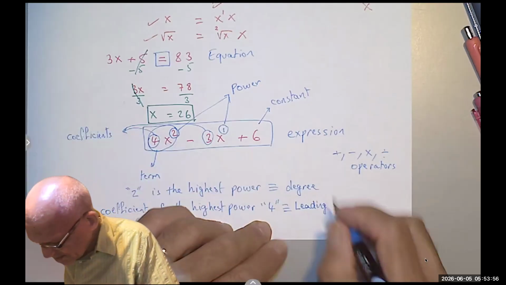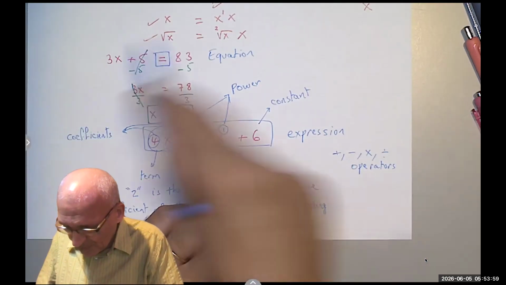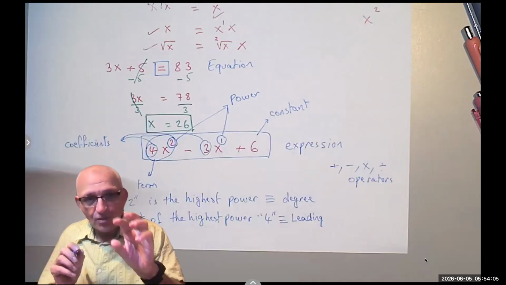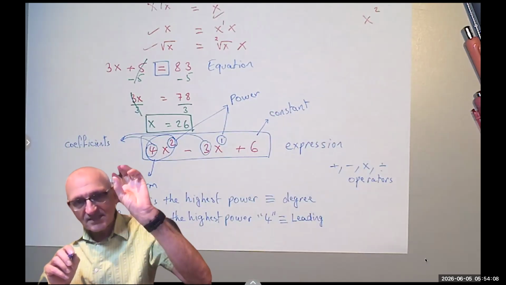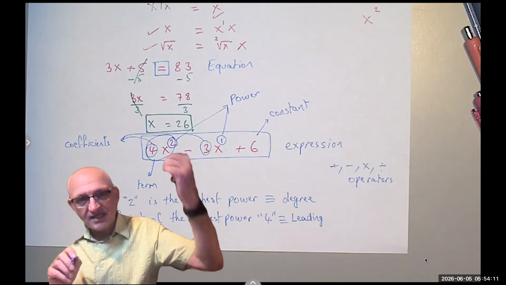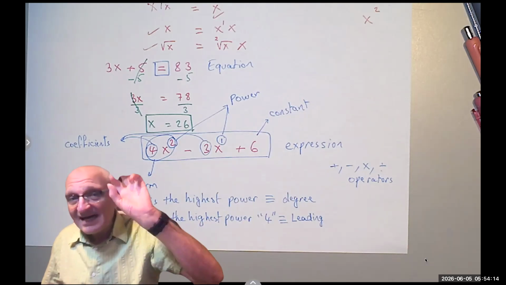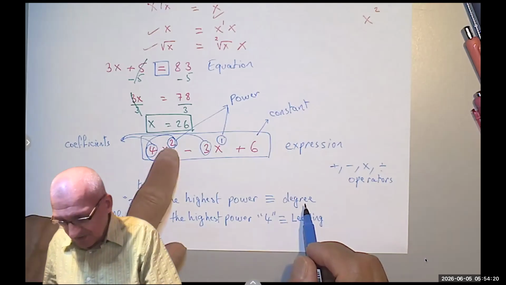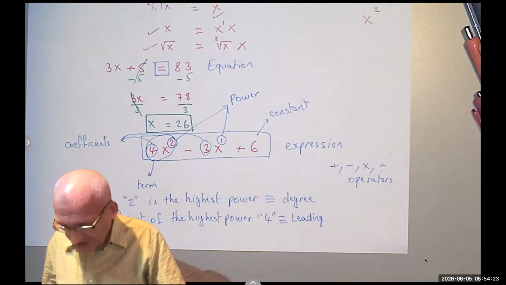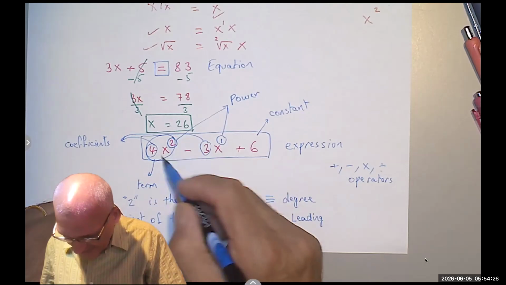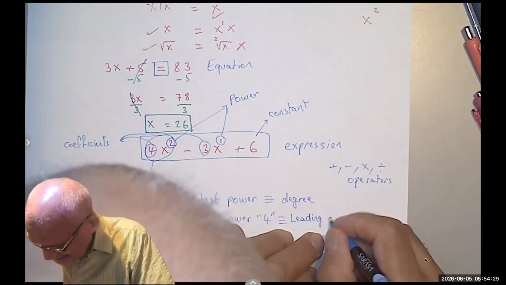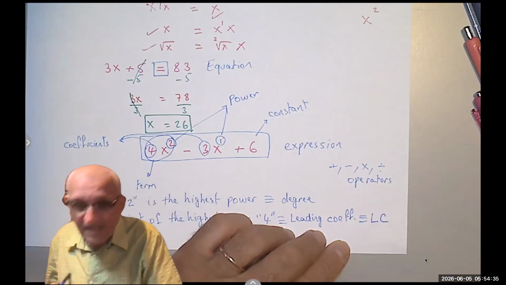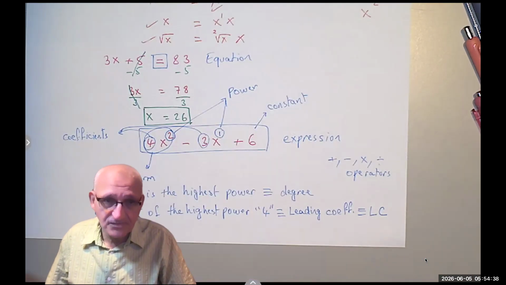If I have a polynomial, meaning I have an equation or an expression that has x squared, x cubed, x to the 4th, so it's always a positive integer power of x to the 1st, x to the 2nd, x to the 10th. We said the highest power is called the degree. So in this case, the degree is 2. The coefficient of the highest power, which is x squared, is 4. So it's called the leading coefficient. And sometimes we are going to simplify that by saying LC. The LC of that expression is 4.